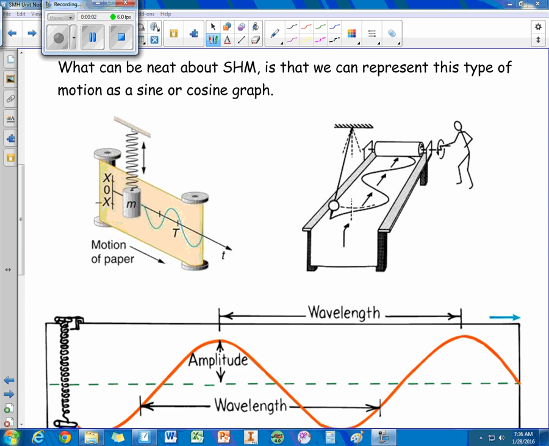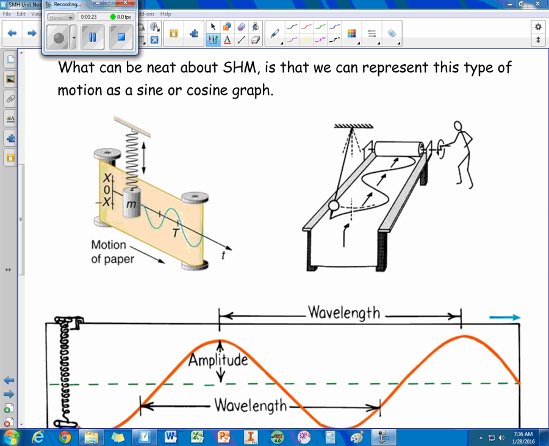Alright, this is video 2 for the simple harmonic unit notes. Now for this one, what's kind of neat about simple harmonic motion is that we can represent this with either a sine or a cosine graph. Now when you're in math, you probably learned that sine and cosine are basically the same features for the graph. They just start out of phase with each other.